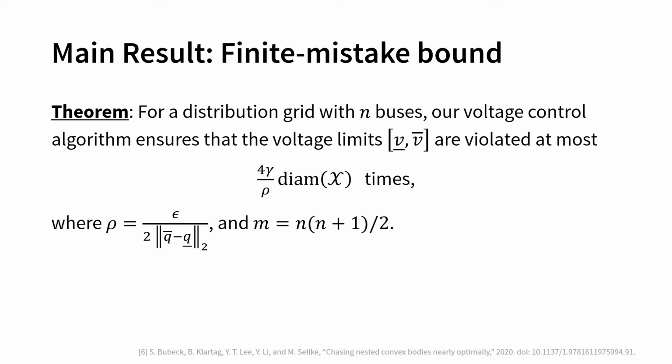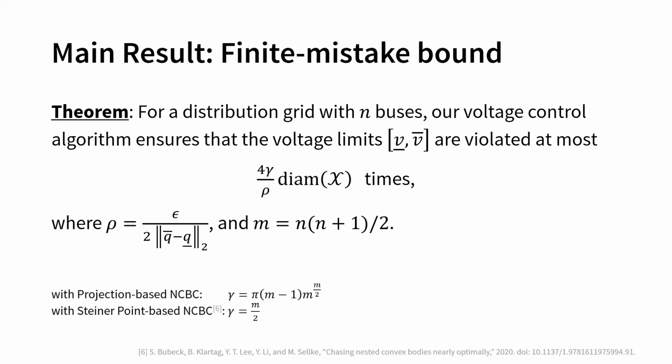I now formally present our main result, which is a finite mistake bound for our voltage controller. Specifically, our algorithm ensures that the total number of voltage limit violations, which we call mistakes, is at most 4 times gamma over rho, times the diameter of the initial uncertainty set. Gamma is the competitive ratio of the particular nested convex body chasing algorithm used for consistent model chasing. It is also a function of the number of nodes in the distribution grid.